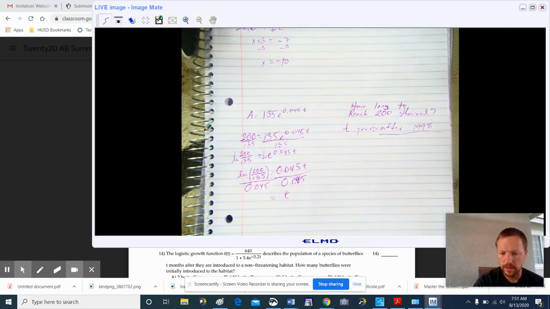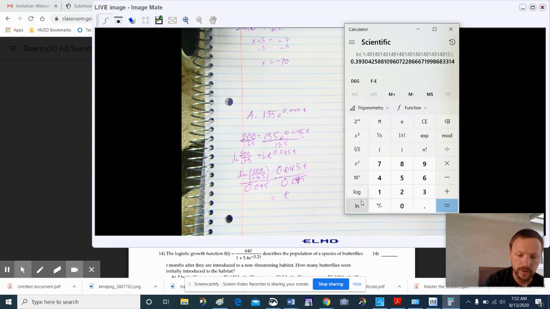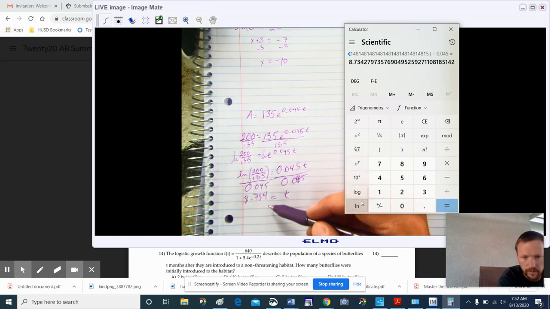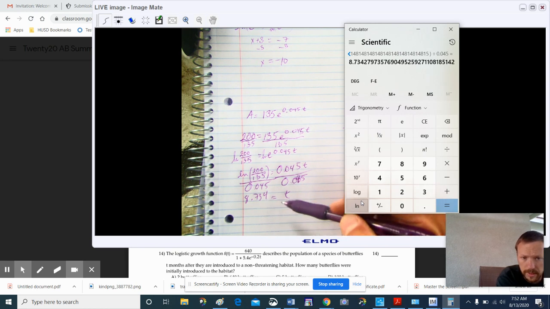Now let's use a calculator on the computer real quick. We have 200 divided by 135 gives us that. Then we take the natural log of that and divide by 0.045, which gives us t equals 8.734. In calculus, we're going to be doing 3 decimal places all the time. It's not like physics or chemistry where you have significant figures. We're just doing 3 decimal places every single time.